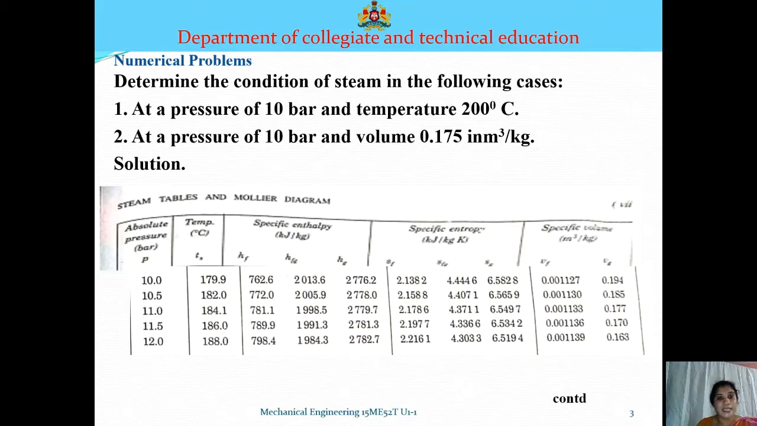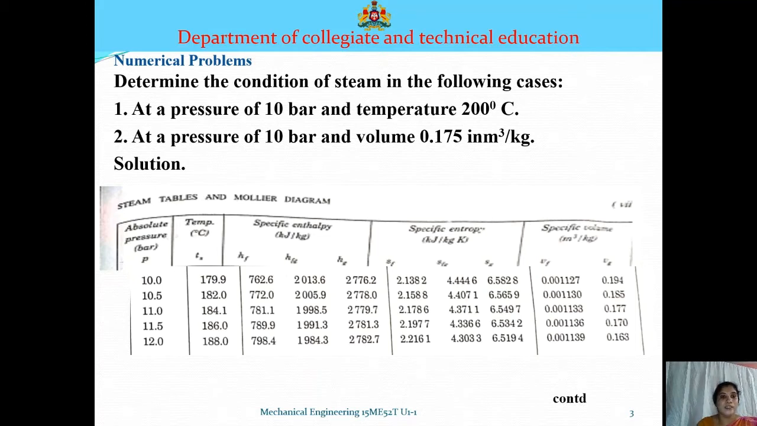The second thing they have asked: at a pressure of 10 bar and volume 0.15 meter cube per kg. So when pressure is 10 bar, volume is 0.175 meter cube per kg. In this particular volume and pressure, what will be the condition of steam? The same thing, whether it will be a wet steam, a dry or a superheated steam, you have to find out in this problem.